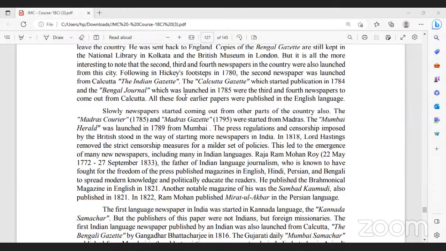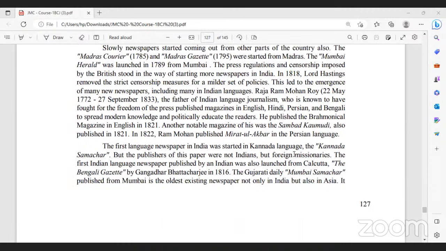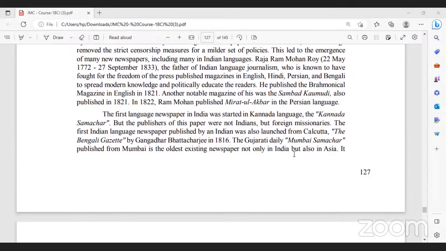The first language paper in India was started in the Kannada language, the Kannada Samachar, but the publishers of this newspaper were foreign missionaries. So we credit the first language paper to Raja Ram Mohan Roy only. The first paper launched by an Indian was from Calcutta. The Bengali Gazette by Gangadhar Bhattacharya, in 1816, was the first Indian language newspaper that we see.